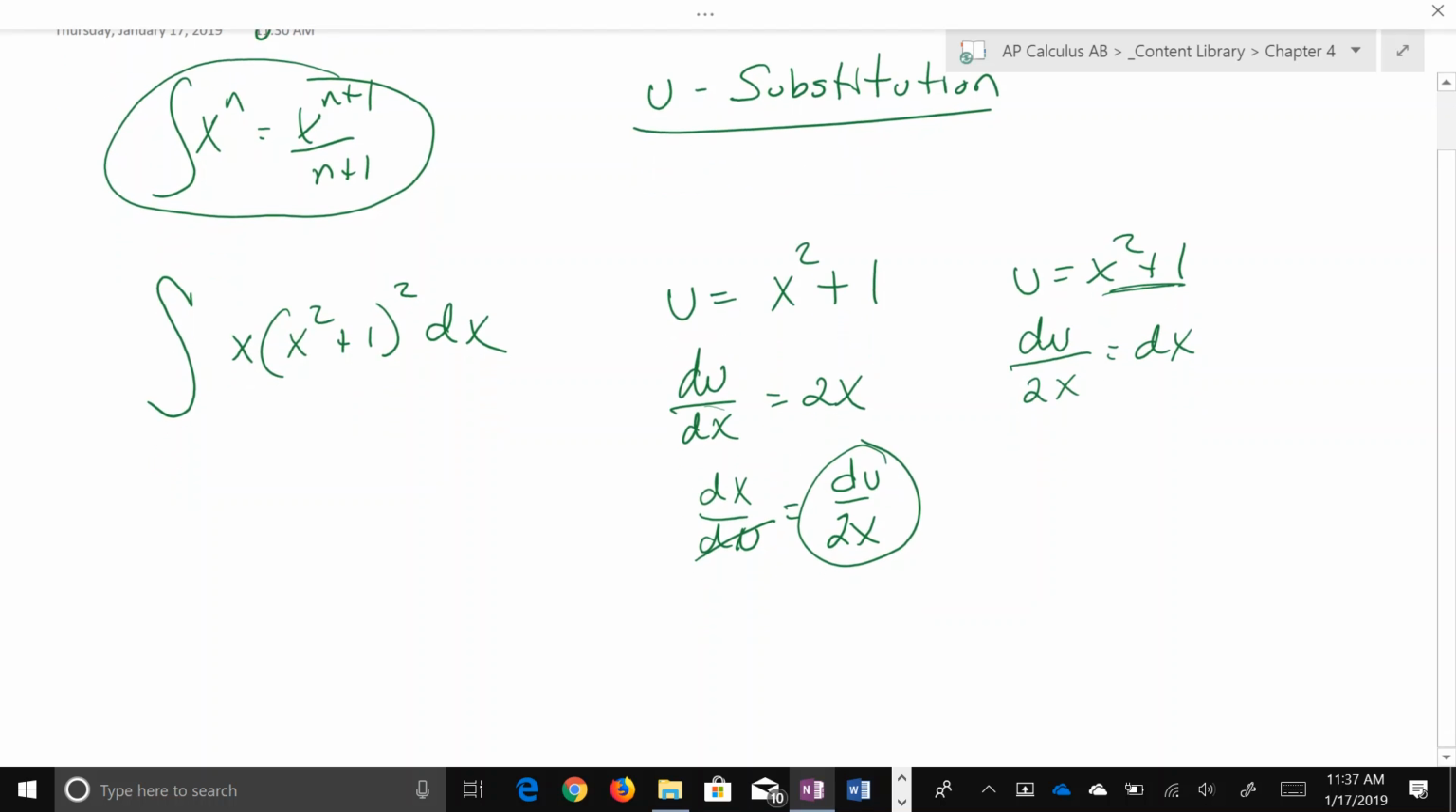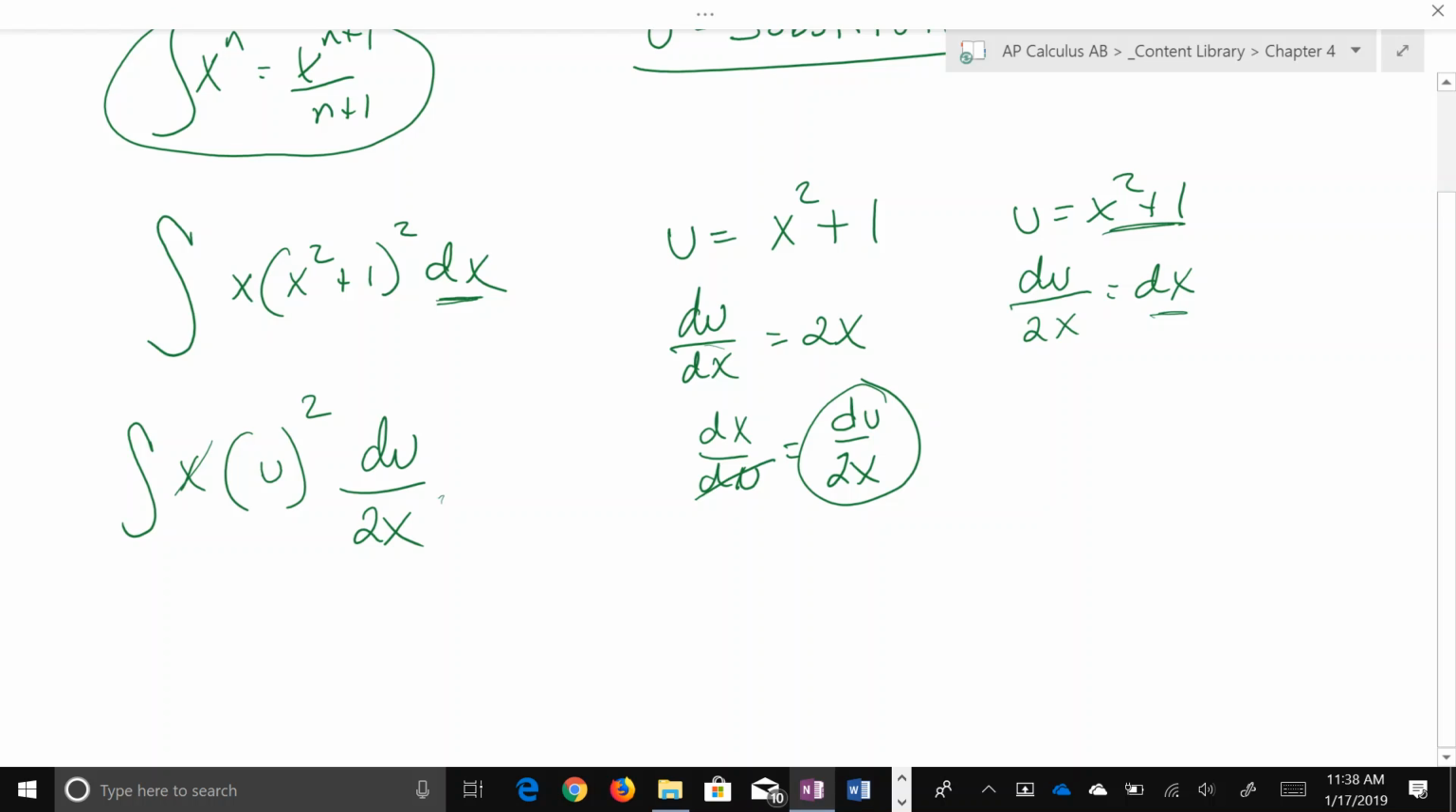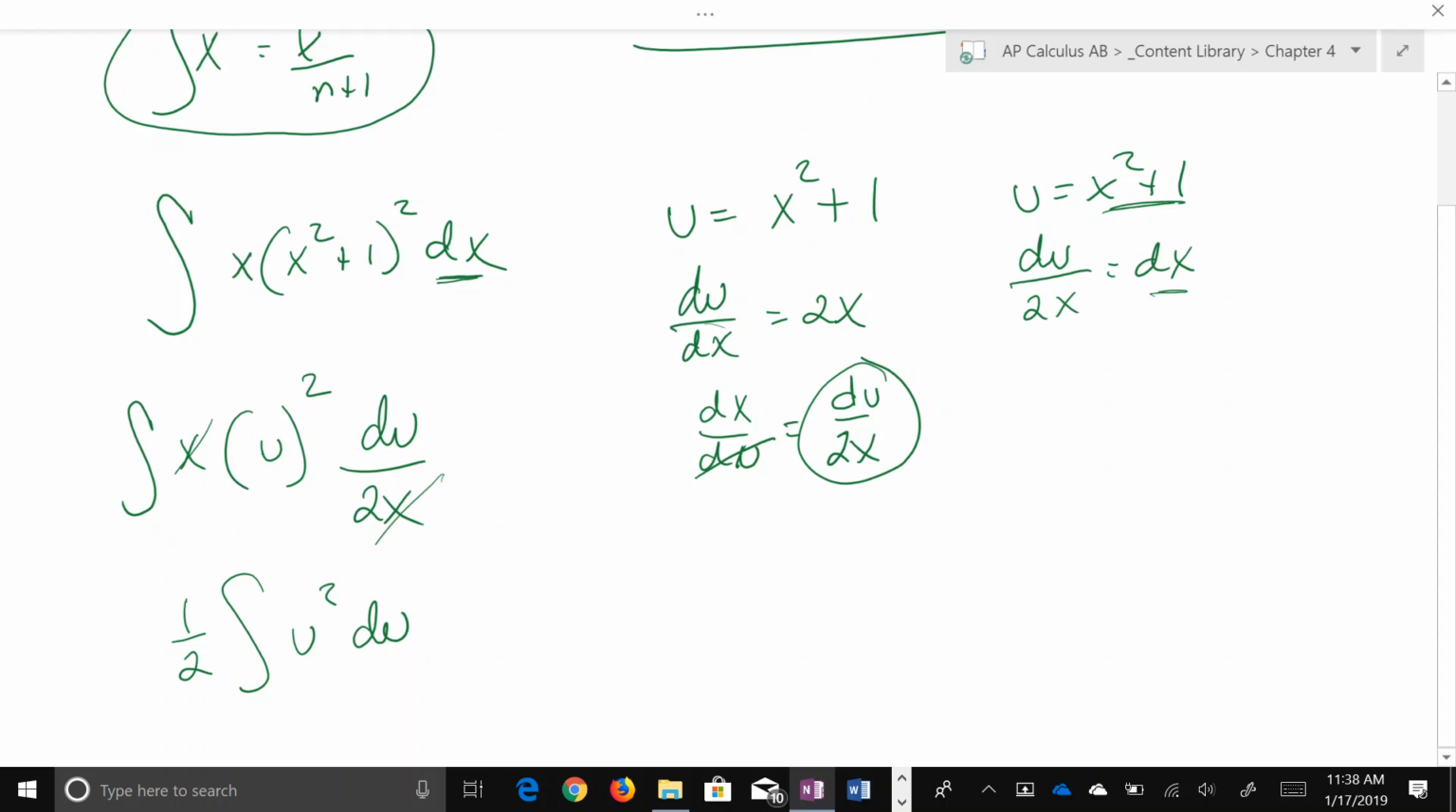Now watch what happens. I have x squared plus 1 as my u. So I'm going to write a u instead. What is dx? Du over 2x. The x's cancel. The 1/2 gets brought out front. Do you see how easy that is now?